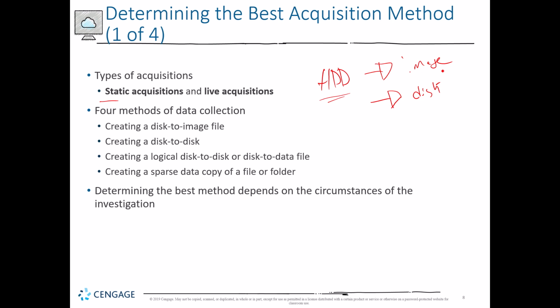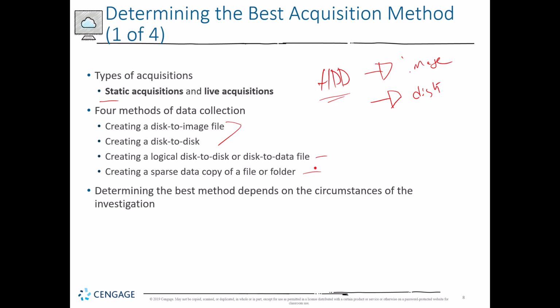And that could be a straight one-to-one physical disk to physical disk. The entire physical disk to an image file. So that's these two. Or we could do a logical disk to disk or a logical disk to image. And that's looking at the logical disk, the volume portion, not the unused space. Then we have a sparse data copy of a file or folder. So maybe we're looking at just copying a directory or an object or a file instead.